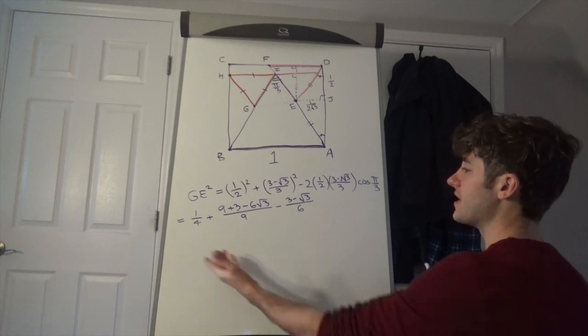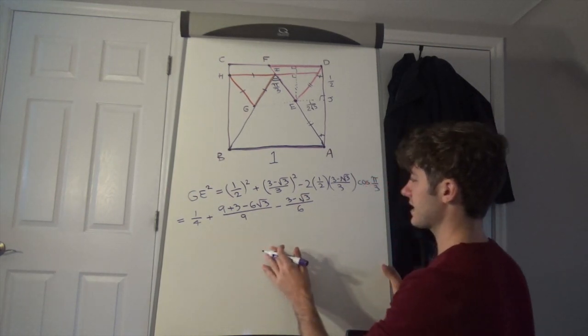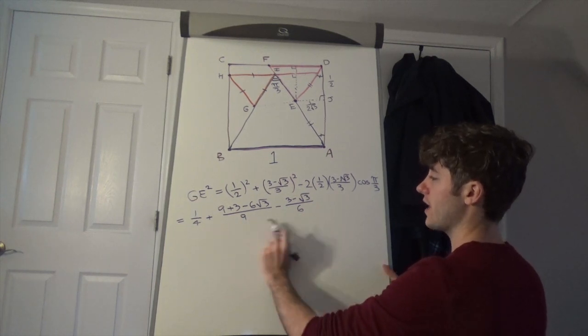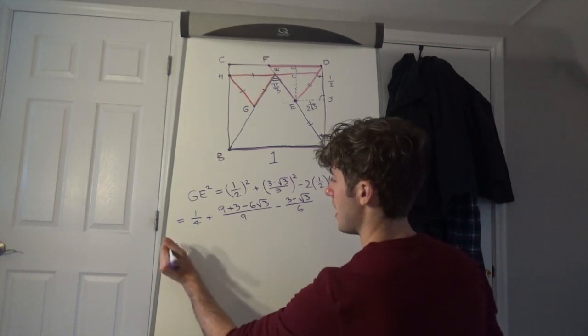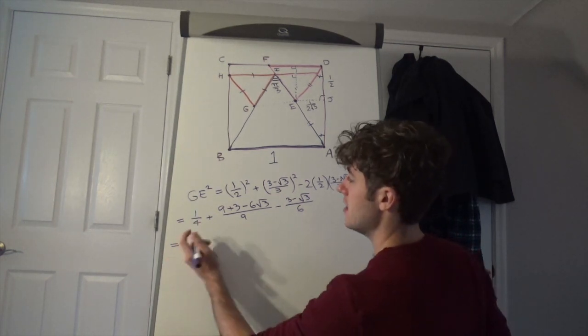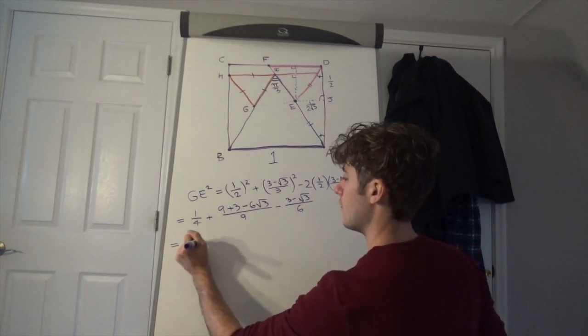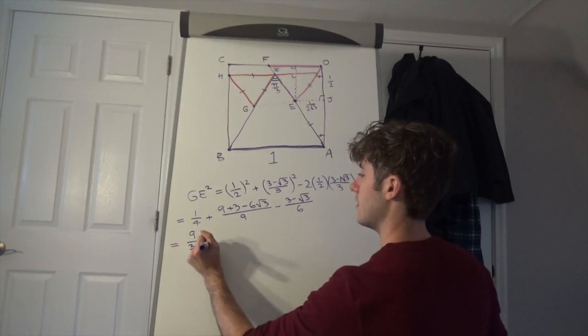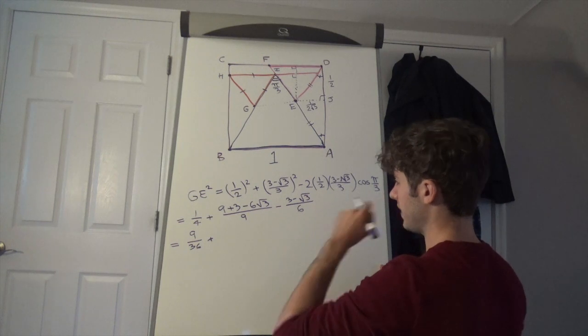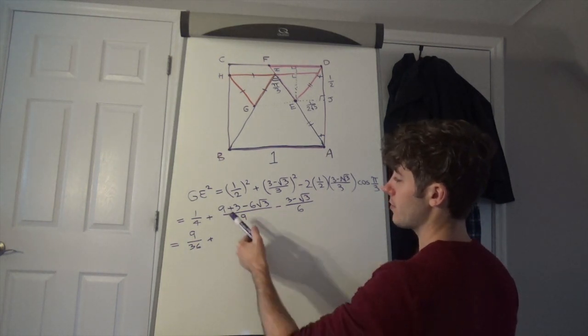Now I want to find a common denominator to combine all of these things together, and that's of course going to be 36 as the smallest number that 4, 9, and 6 go into. So if I want this to be 36, I need to multiply the top and bottom by 9. So I get 9 over 36. And then here I want to multiply the tops and bottoms by 4, because 9 times 4 is 36. So I'm just going to combine like terms.